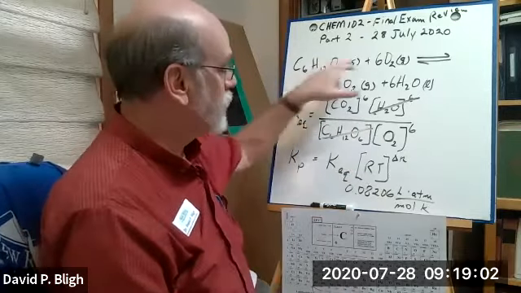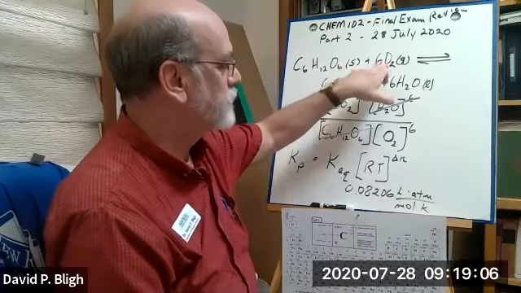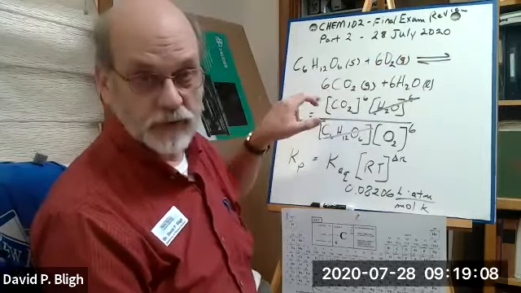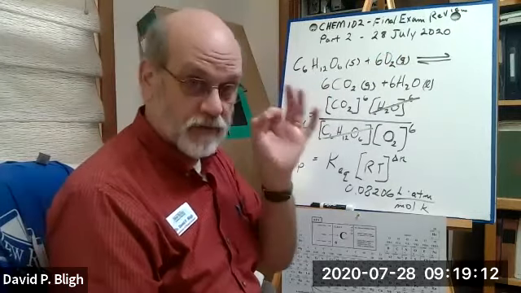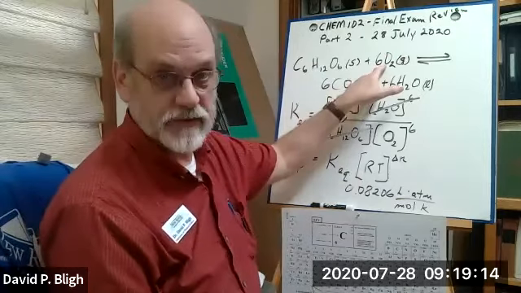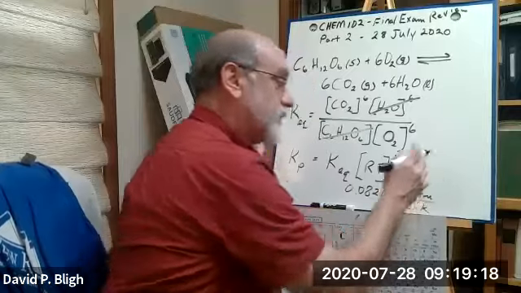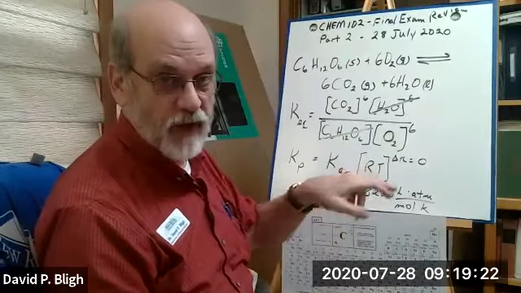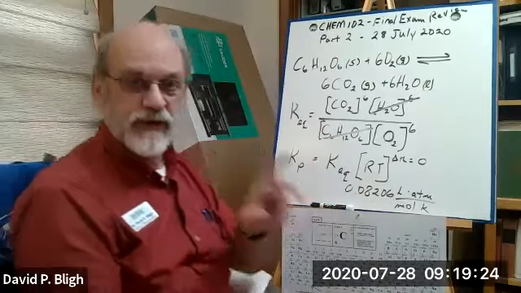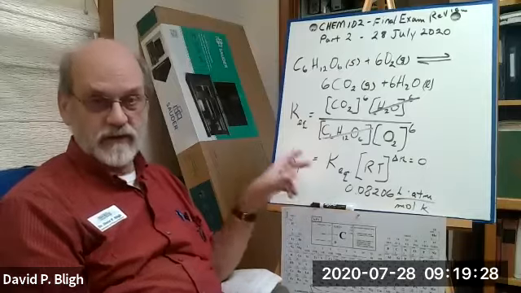Right? So here you go from 6 moles of oxygen to 6 moles of CO2. Right? What's the change? 0. 6 minus 6 is 0. So this would be, in our case, 0, which would make what? Anything to the 0 power is 1, right? So in this special case, Kp and Keq are equal numerically.